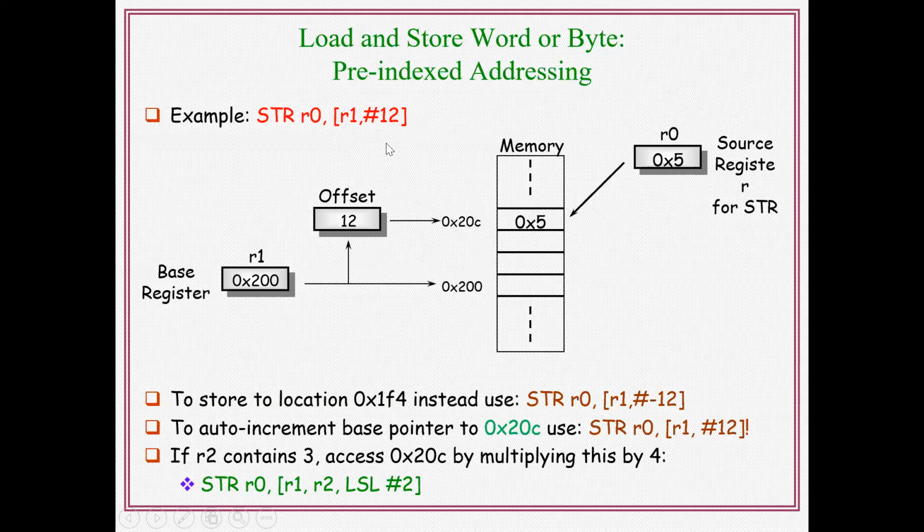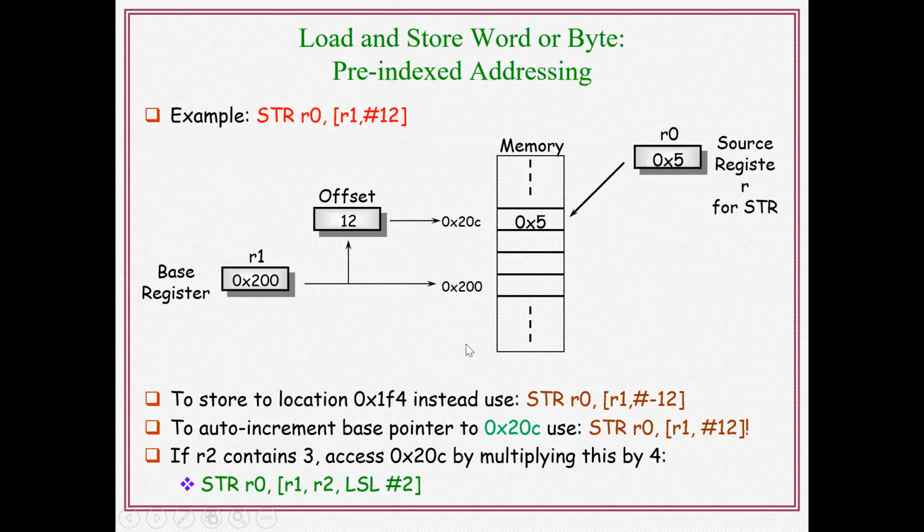But here, if you observe, the source address is calculated with the help of base plus offset. That is one. To store to location 1F4, instead use STR R0, [R1, #-12]. So directly you can apply plus, or you can apply minus also. Okay, that is one parameter. So this offset may be a signed or unsigned immediate value. So that is one note point.